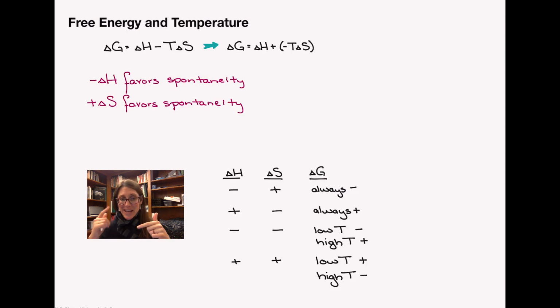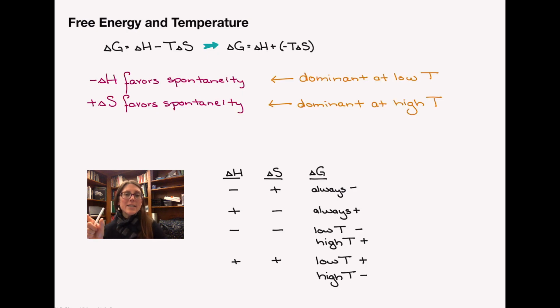The interesting case is where you have a mix. If both delta H and delta S are negative, delta H is favoring spontaneity, but delta S is not, then it depends on the temperature which one dominates. At low temperatures, and low depends on the reaction, your value for delta H is more important because the T delta S term will be small. So at low temperatures, delta H dominates.